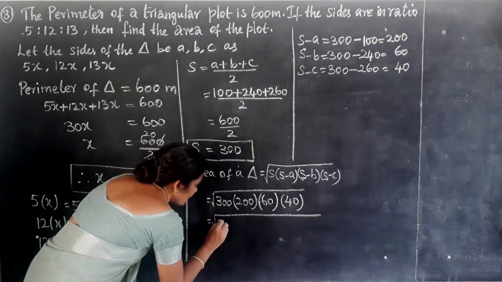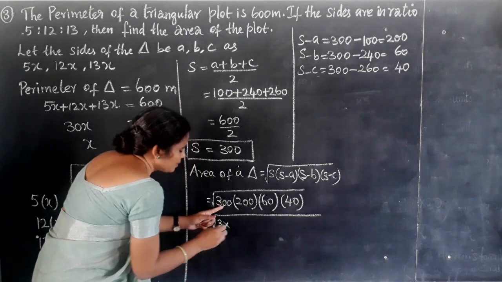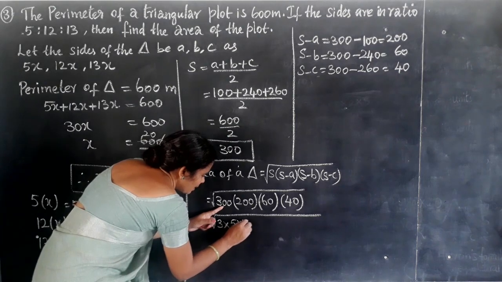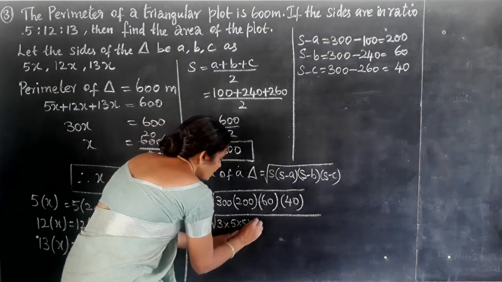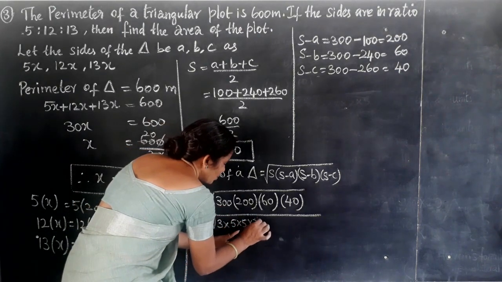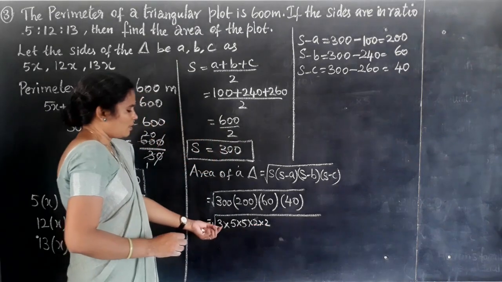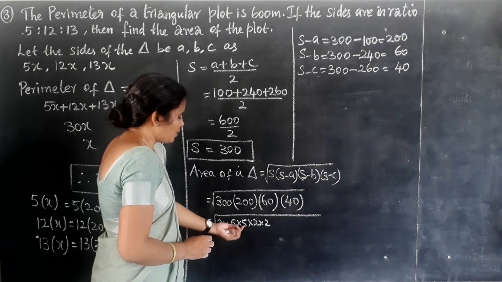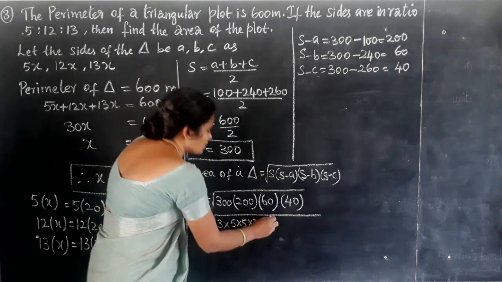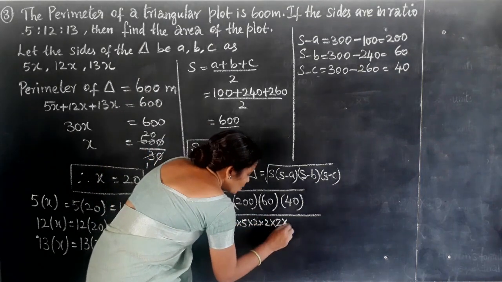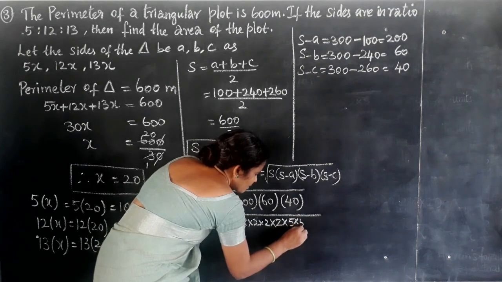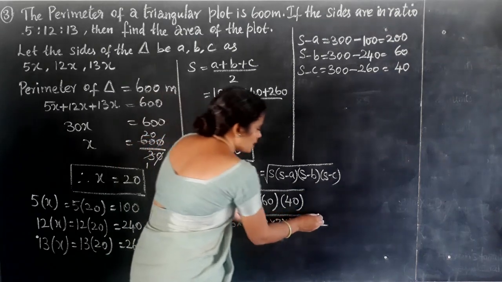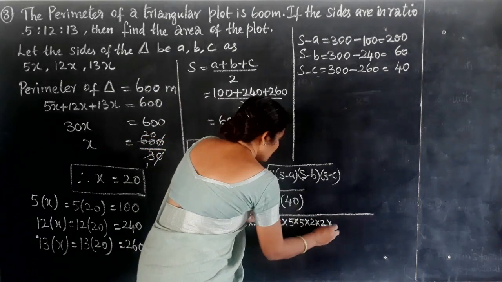300, so 3 into 100, so 25 into 4. 5 5s are 25, 25 into 4, so split into 2 into 2. Okay, now 3 5s are 15, 15 into 5, and 2 2s are 4, 2 into 100, 2 into 5 into 5 into 2 into 2 and 60.